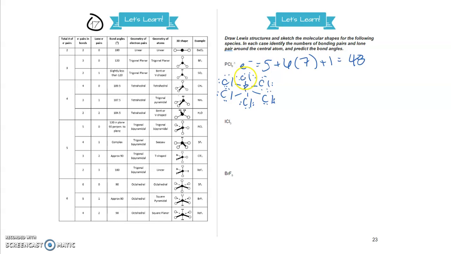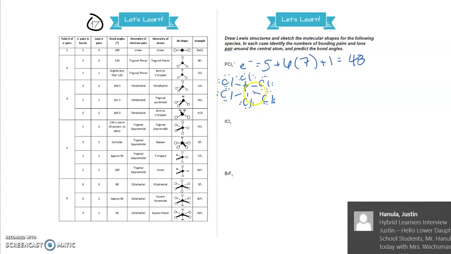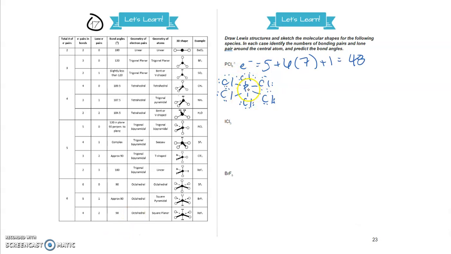For VSEPR, you only focus on the middle. So I look at the P. I ask, how many bonds does it have around it? The weird thing is if these are double bonds, they count as one bond. So it's almost like I ask myself how many things are bound to it. There are 6 chlorines, so 6 things bound to it. And then, are there any pairs of dots on the P? You say no, because there are no dots on there.